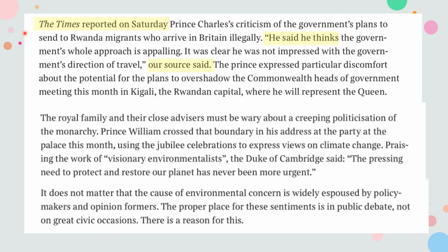Then we have this mention of the source, very vague, as is quite common in newspaper articles. Interesting, the use of the collective pronoun our source, almost as if it's someone who speaks to the newspaper about the royal family quite regularly. And we have this reported speech which creates this sort of second voice coming through the article as well. I might also pick up on the hedging here.